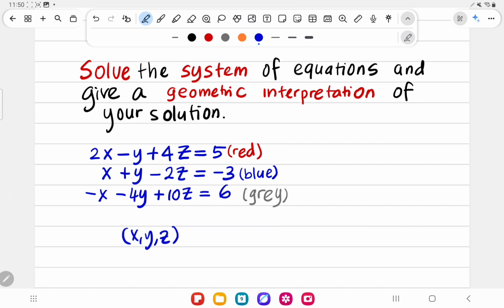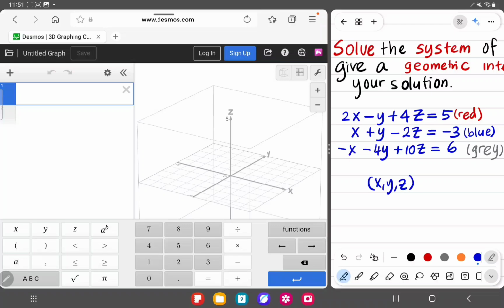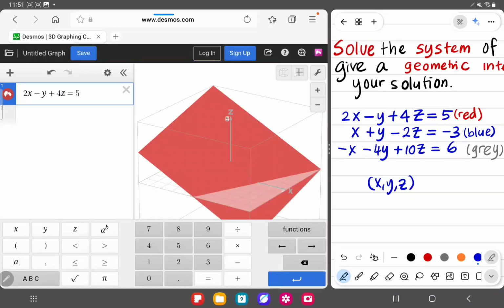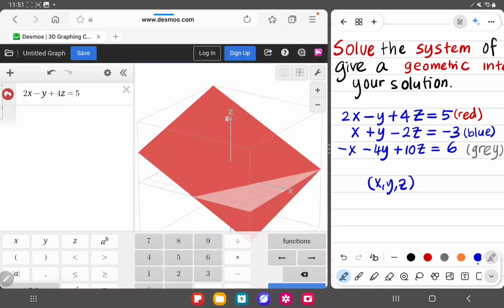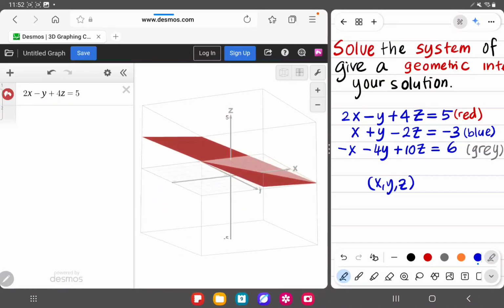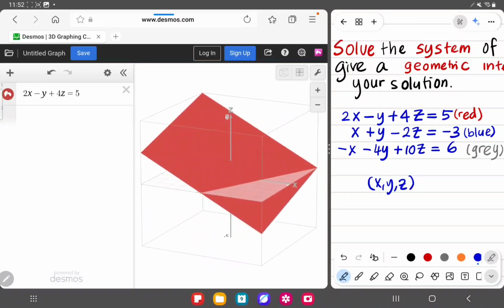Let's visualize this using the Desmos 3D calculator. I will enter the equations one by one. The first equation, 2x minus y plus 4z equals 5. This is the first plane, color red. Let me move it around for you to see.